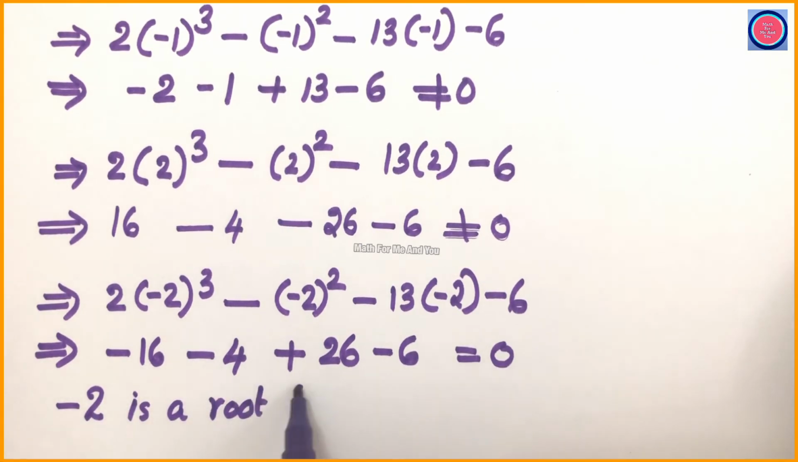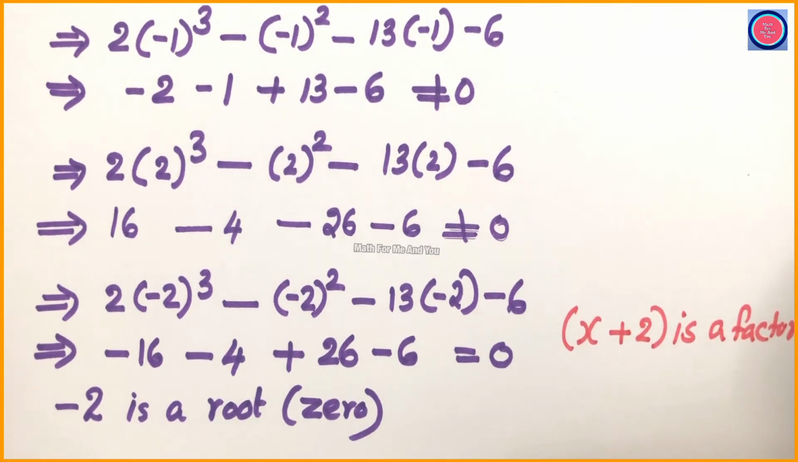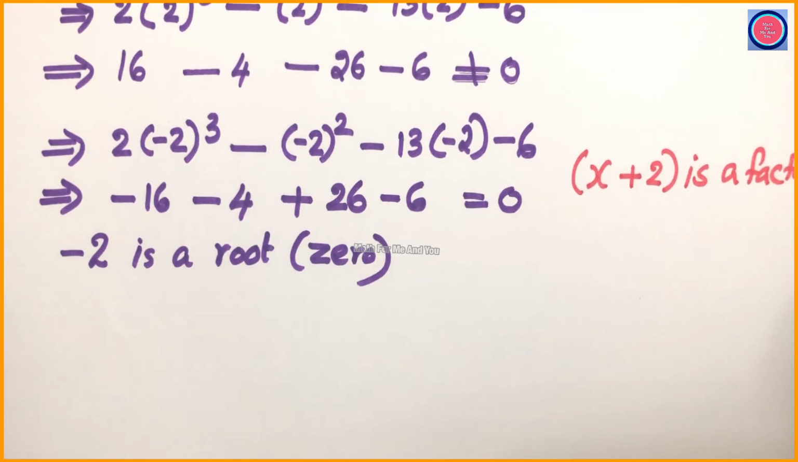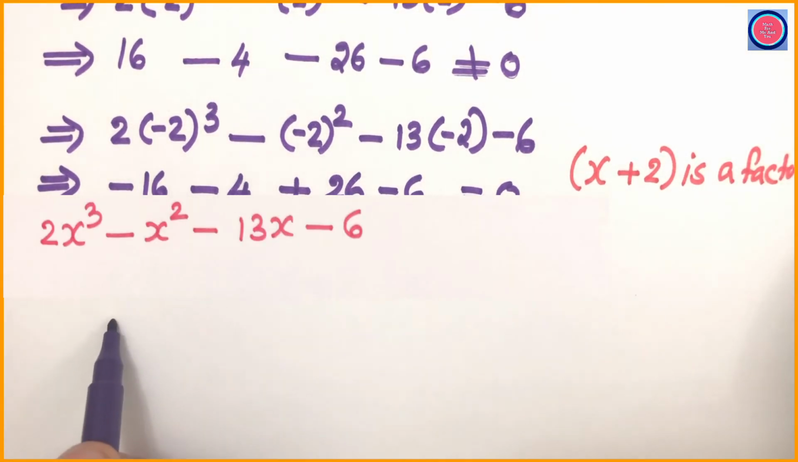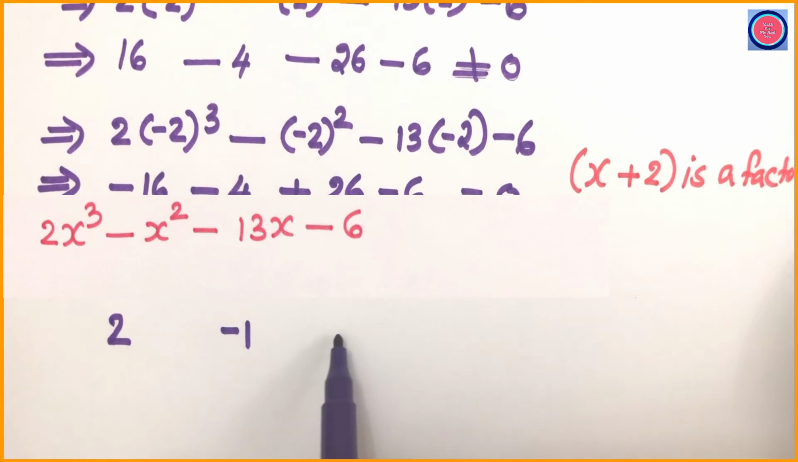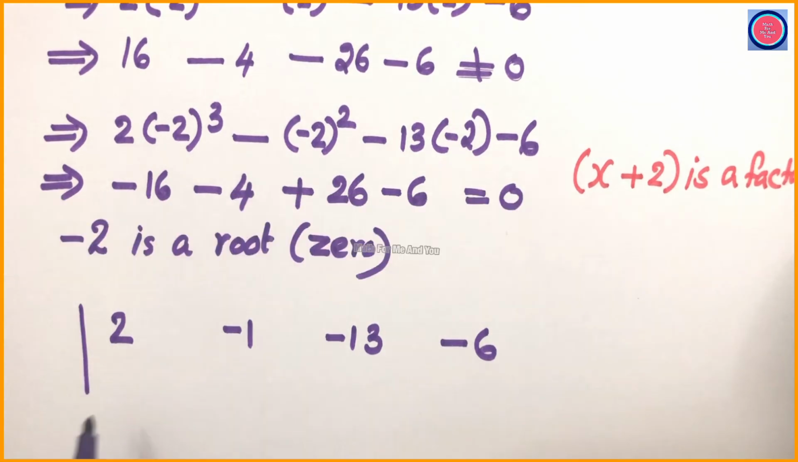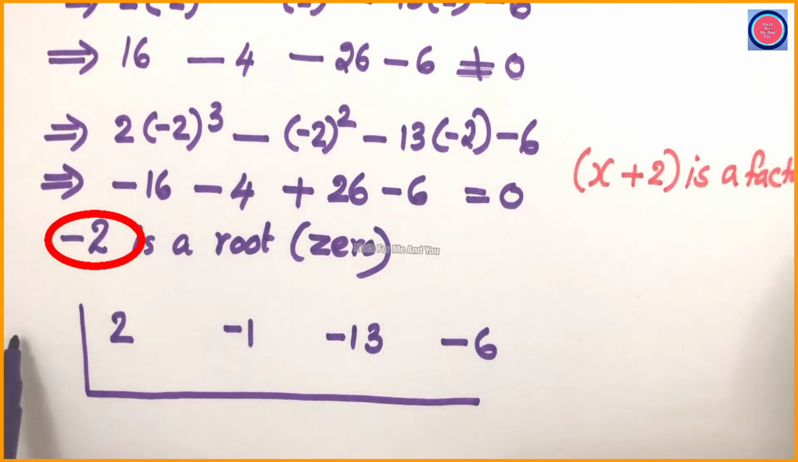And if we get the root, we can write the factor. How can we write the factor? x minus minus 2 is the factor, or we can write x plus 2 is a linear factor for this cubic polynomial. So the first factor is x plus 2. What is the next step? We have to write down the coefficients and divide with minus 2, the root, and then get the quadratic polynomial. The coefficients of the given cubic polynomial are 2, minus 1, minus 13 and minus 6. Divide with minus 2 because the root is minus 2.